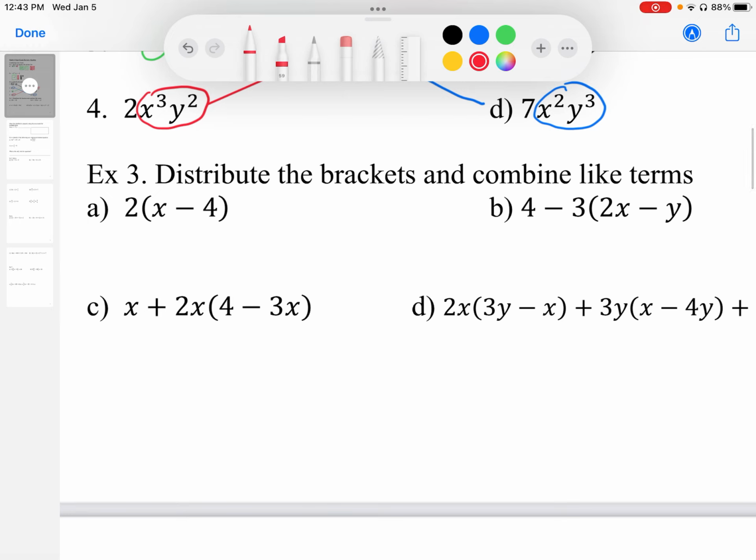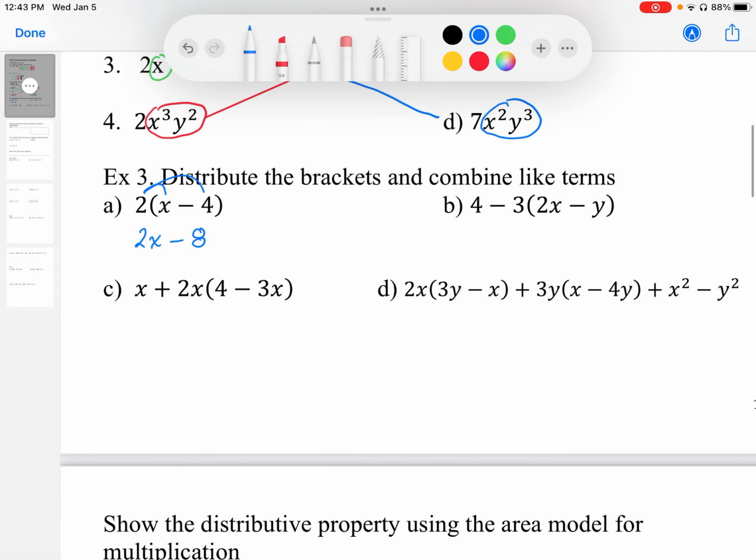A really important part of algebra is being able to combine multiplication with addition or subtraction. To combine multiplication or division with addition or subtraction, we need to distribute. So here I have two groups of whatever's inside the bracket. That means I have 2 times x, or 2 x's, and I'm going to subtract 2 groups of 4, so I'm going to minus 8. I can show that by distribution.